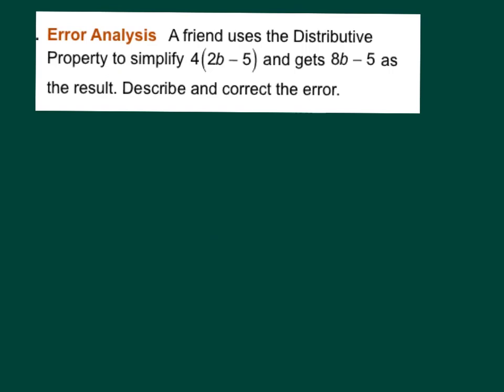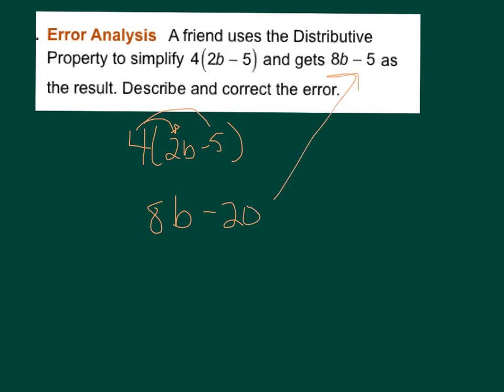All right, here's another error analysis. A friend uses the distributive property to simplify 4 times the quantity of 2b minus 5 and gets 8b minus 5. As a result, describe and correct the error. Okay, so let's do it, and then we can find the error. That's the easiest thing to do on these. Okay, I got to take 4 times 2b, and I get 8b, and then 4 times -5, I get -20. Okay, all right, and they got 8b, which is good, but they got -5. So what didn't they do? Okay, they did not multiply the 4 times the -5.